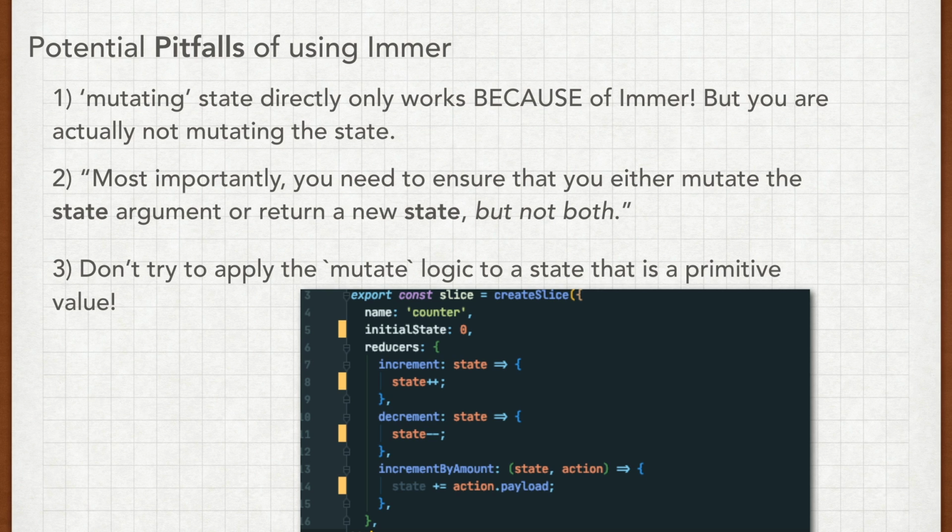So we're thinking that it will update the state because we're quote unquote mutating the state, but that won't work. None of these reducers will work because our state is a primitive value and not an object or an array. So don't try to do the mutate logic on a primitive value. If your state, like this example, is a primitive value, say a Boolean or a number or a string, you've got to use the traditional immutable state logic where you return the new value. So the increment should be return state plus 1, the decrement should be return state minus 1, and increment by amount should be return state plus action.payload. So these were the potential pitfalls of using Immer. Please be careful of these 3 points.